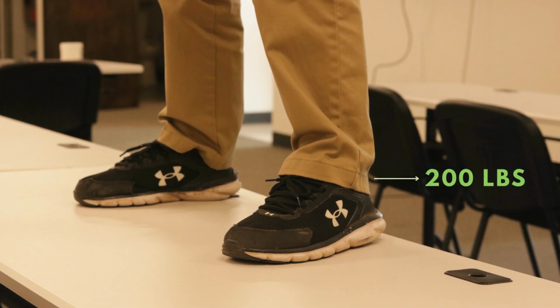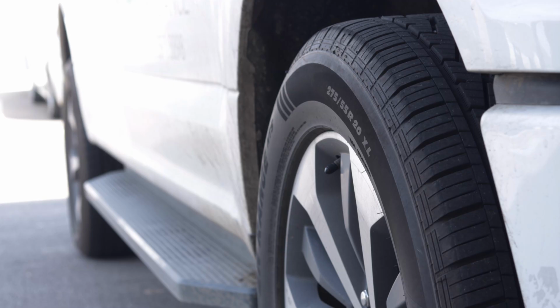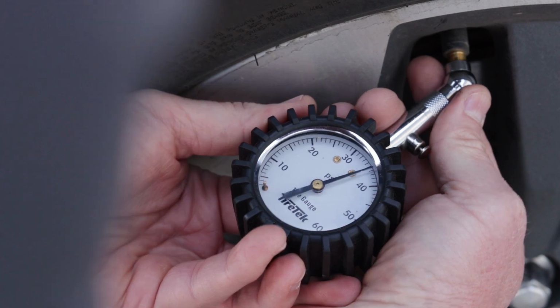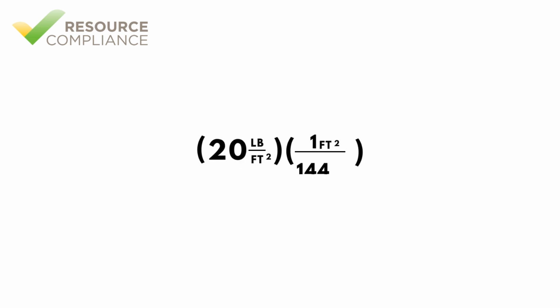Assuming the man's weight could be evenly distributed across the table, the pressure exerted on the table would be 20 pounds per square foot. However, pressure is typically measured in pounds per square inch, so we will need to do a unit conversion. A square foot is equivalent to 144 square inches, so we will multiply our answer by 1 square foot over 144 square inches, which results in 0.14 pounds per square inch, or PSI.